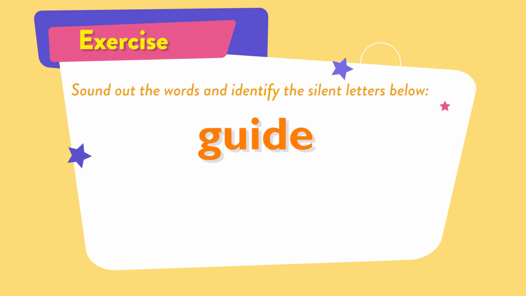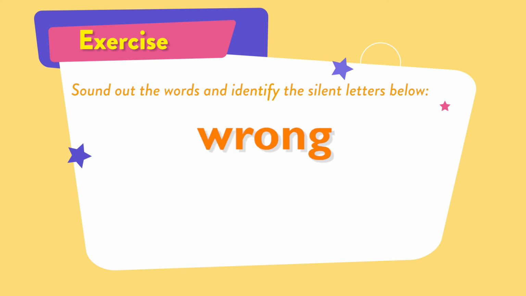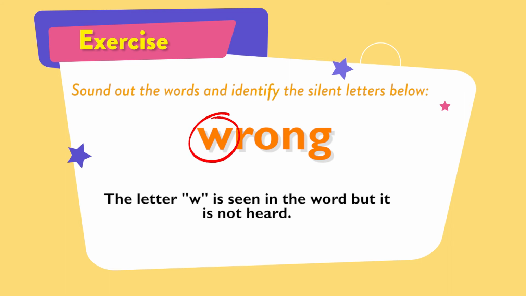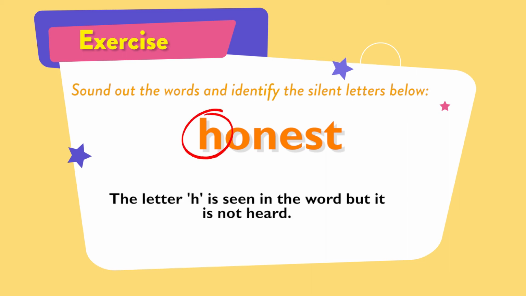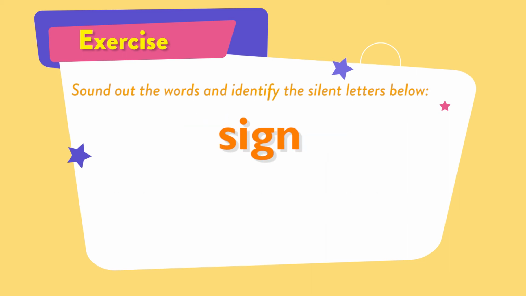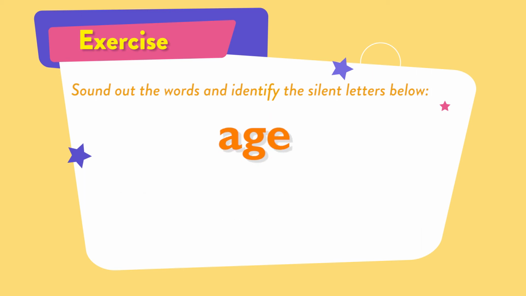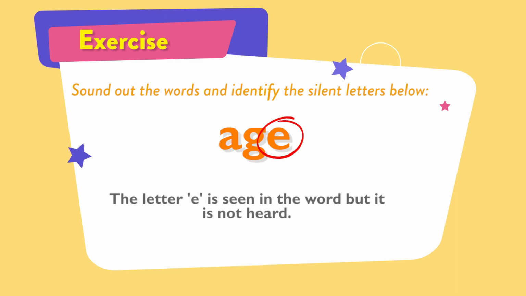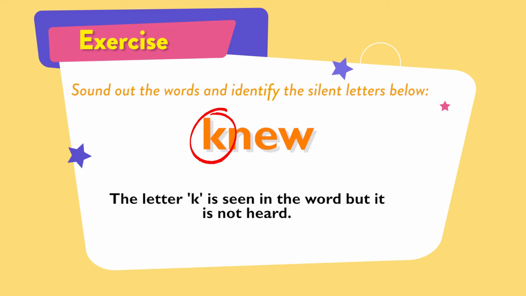Guide. Now for guide, what are you noticing? There are actually two silent letters in guide. Wrong. The W is silent. Honest, we have the H. Sign, the G is silent. Age, the E is silent. New, again, K is silent.